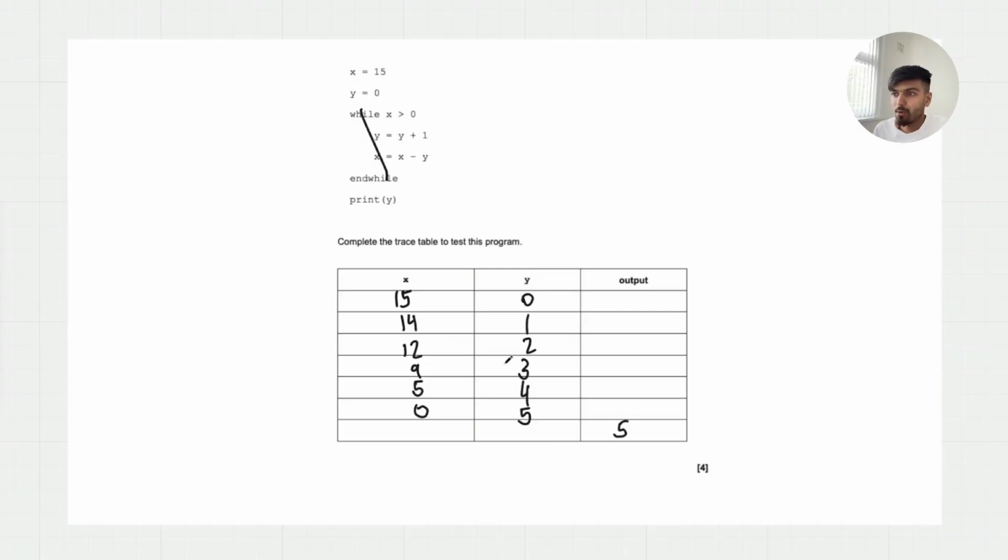This is how you would fill out a trace table. So try and spot a pattern like how we did. So it is just incrementing this until it's the same as this, and then yeah.